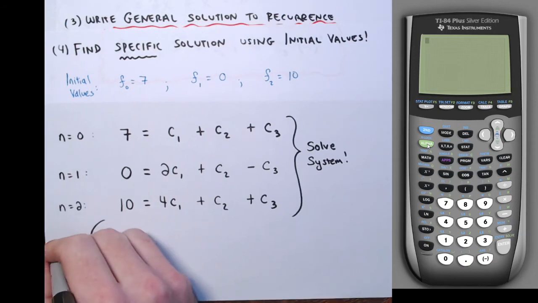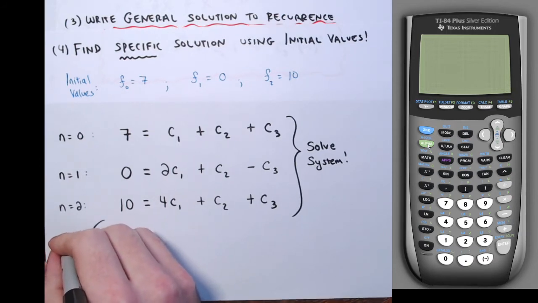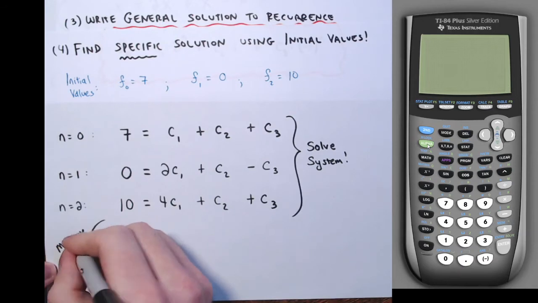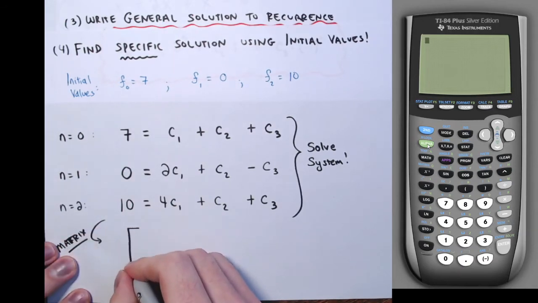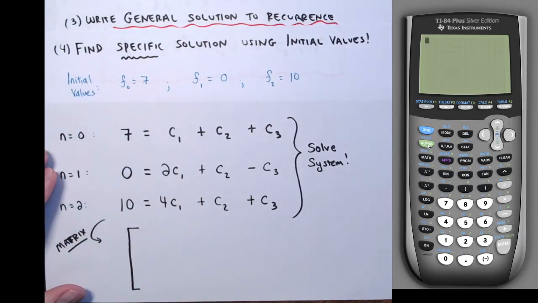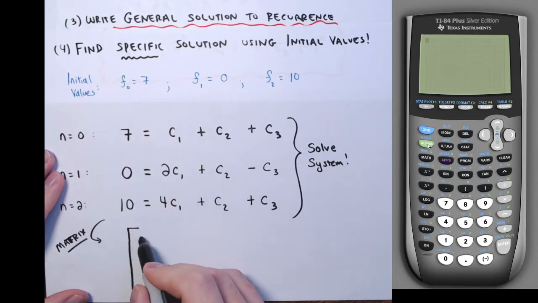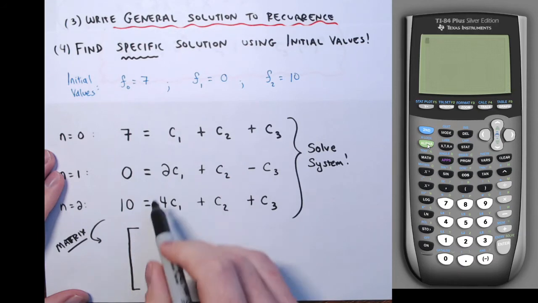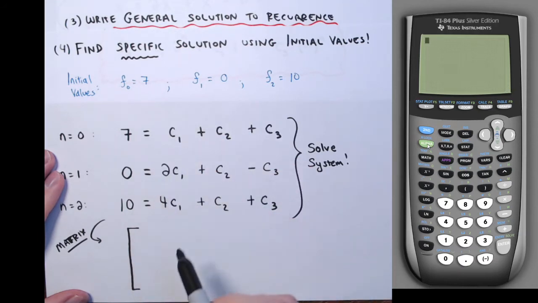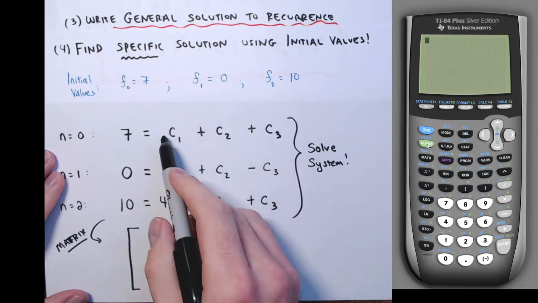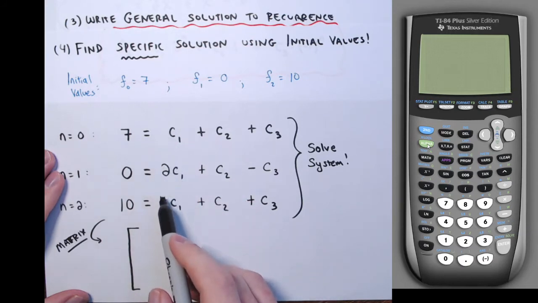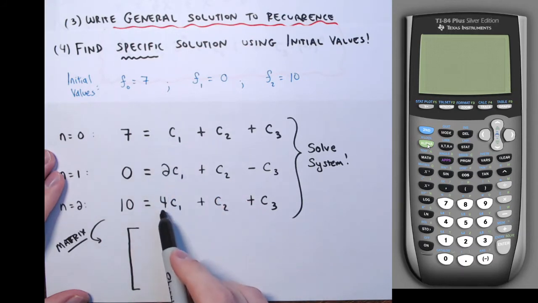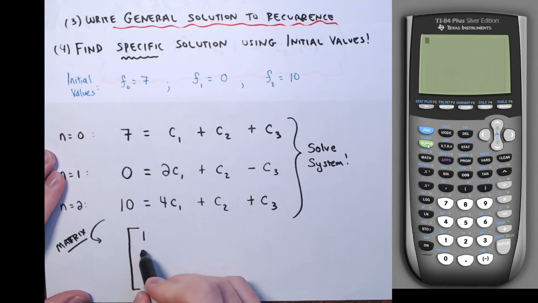I'm going to make a matrix that represents this system. And a matrix is just a rectangular array of numbers. All right, so down the first column, I'm going to start putting in the side with the variables first. Down the first column, I put just the coefficients of the C1s. So 1C1, 2C1, 4C1 down the first column.